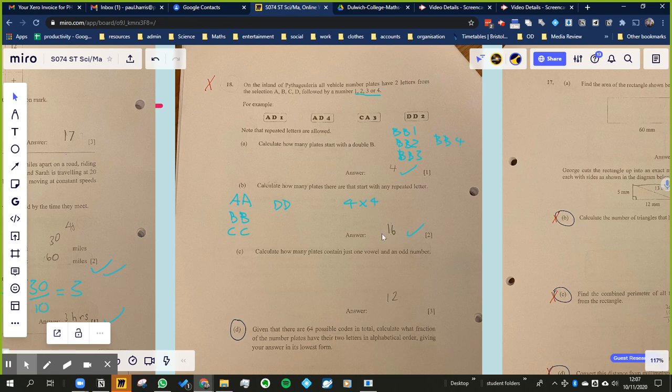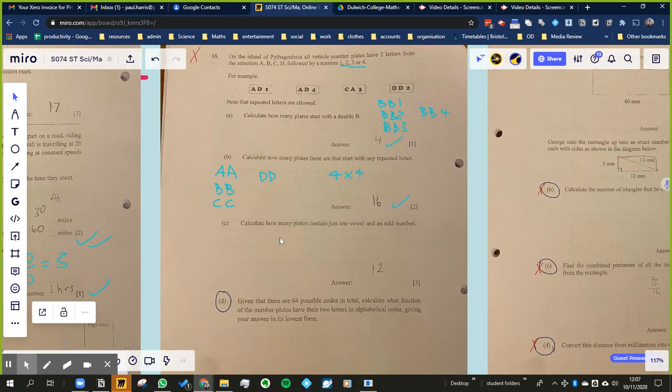There are 16 different combinations of that because there are 4 different possibilities of having double letters, and then within each one of those possibilities, you can have 4 other combinations. So you could have AA1, AA2, AA3, or AA4. So in total, it's going to be 4 times 4, which is 16.